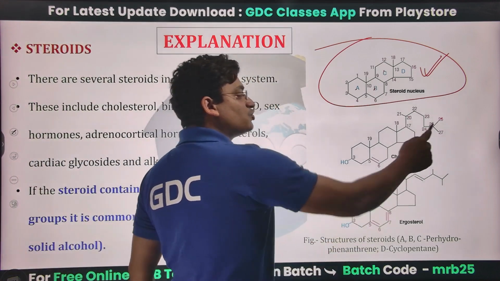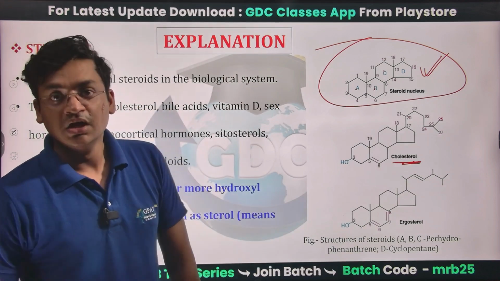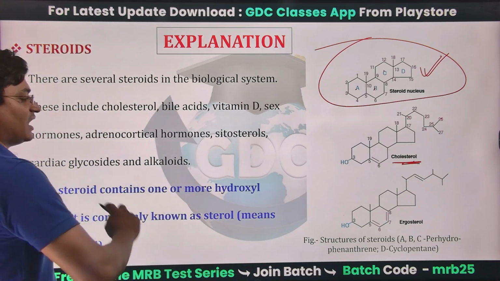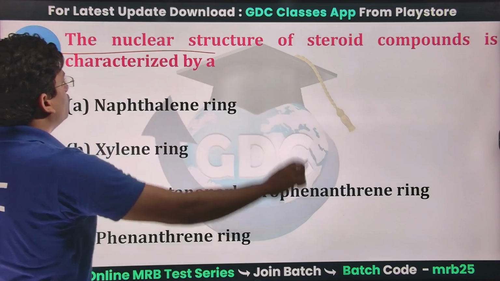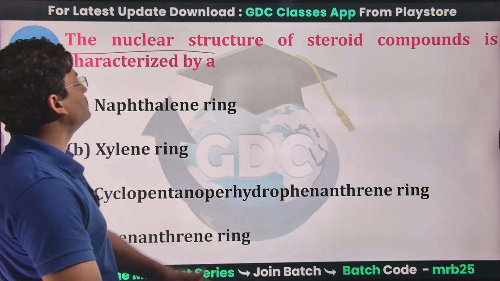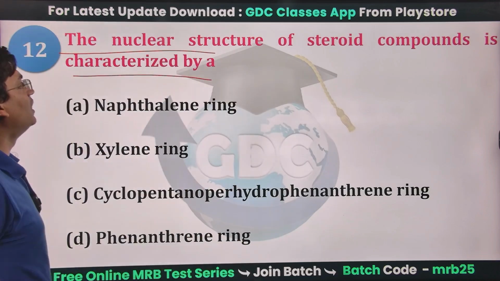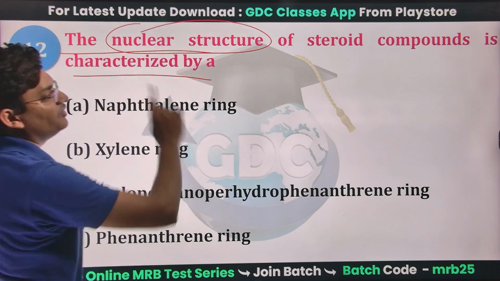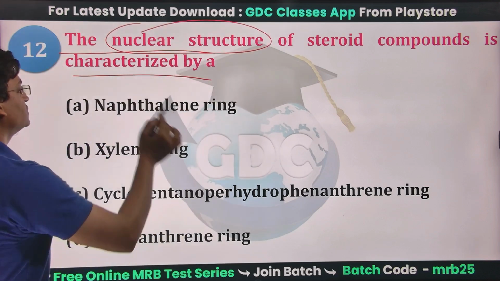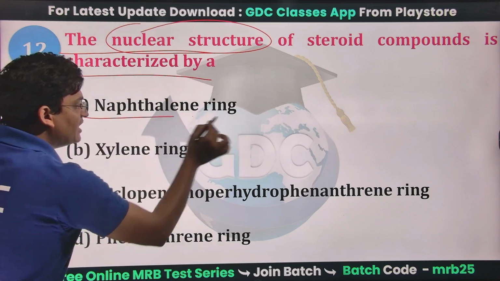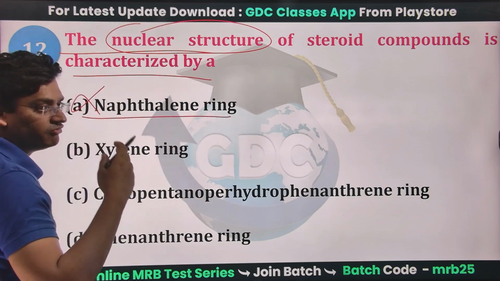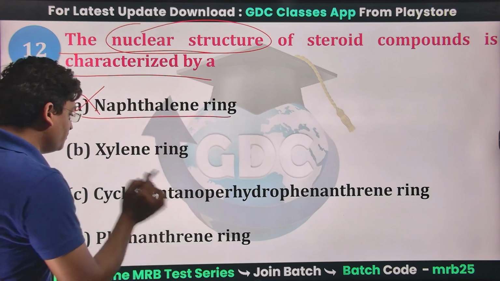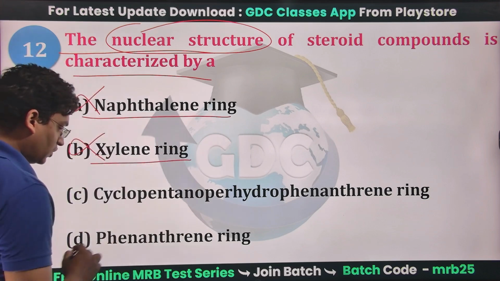So basically cholesterol is having 27 carbons. Now, the nuclear structure of a steroid compound is characterized by a... Naphthalene ring, no, not at all. It is having phenanthrene ring with a cyclopentane. Xylene ring, not at all.